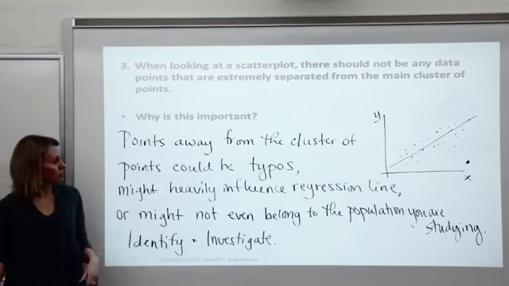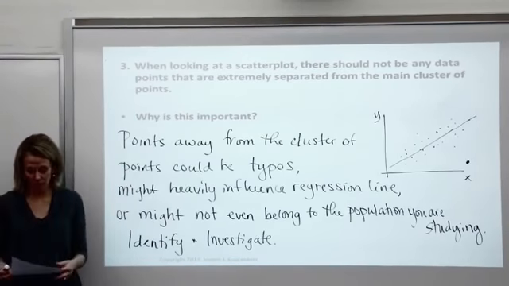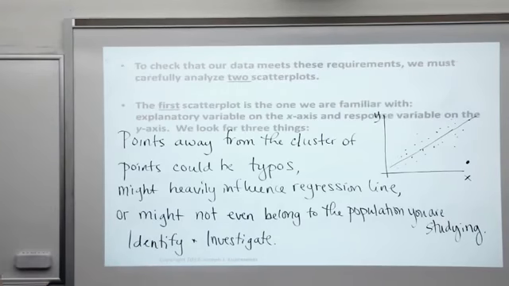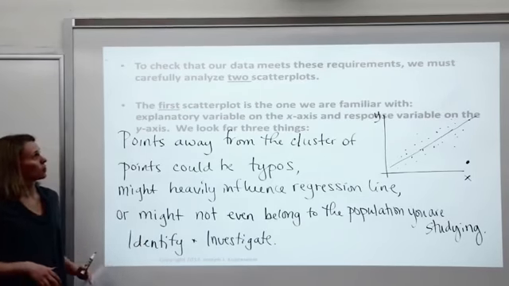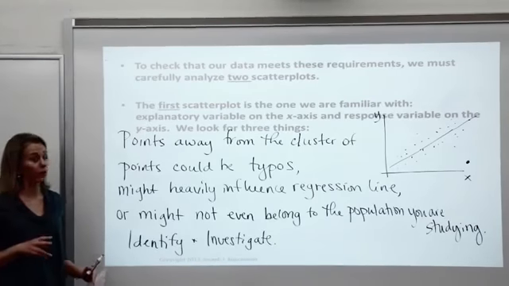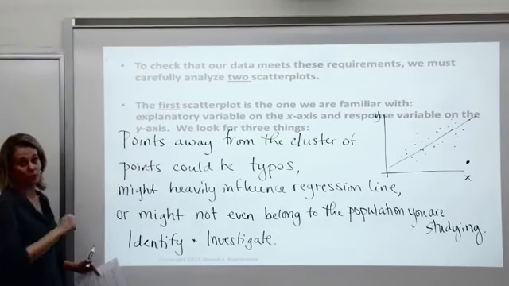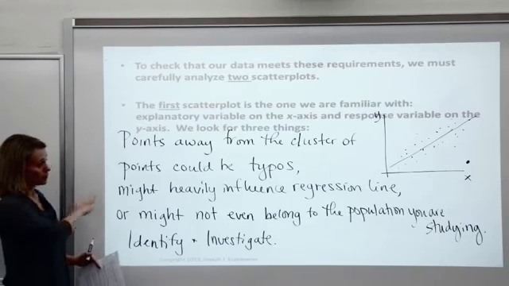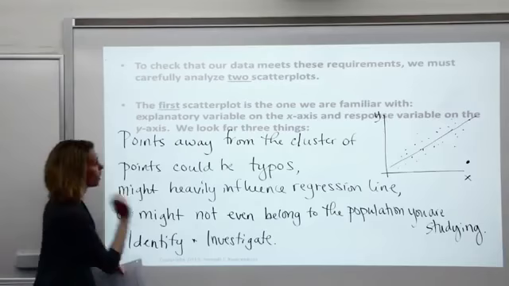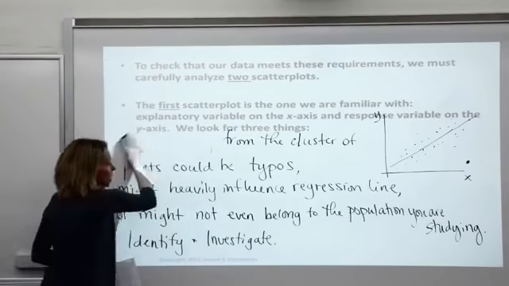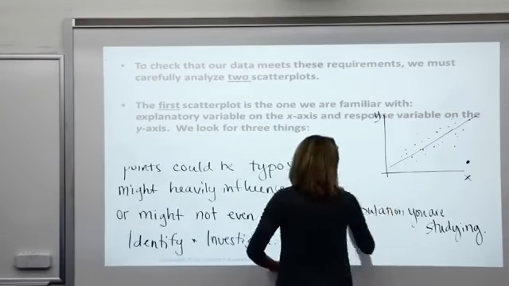Okay, with these three conditions, how do we check these three conditions? To check that our data meet these requirements, we're going to carefully analyze two scatter plots. I've talked about the regular scatter plot that we've looked at previously, where the explanatory variable x is on the x-axis and the response variable is on the y-axis. So that's the first scatter plot, the one we're familiar with.